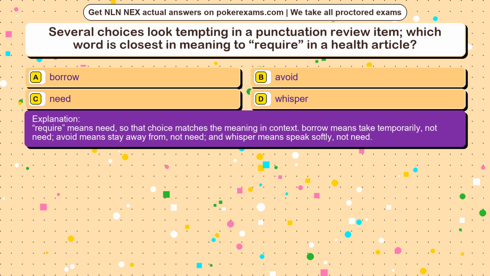Require means need, so that choice matches the meaning in context. Borrow means take temporarily, not need. Avoid means stay away from, not need. And whisper means speak softly, not need.